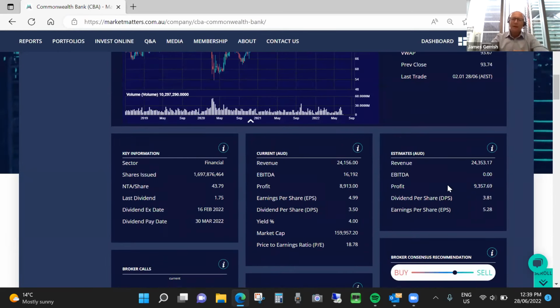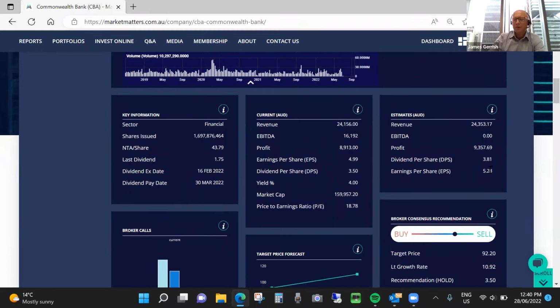The estimates take it a bit further. So this is consensus estimates. In this instance, there's no number there for EBITDA. Banks don't release EBITDA numbers. EBIT would be the preferred measure there for banks. But you can see what we're looking for, or what the market's looking for, in terms of the dividend per share and the earnings per share over the next 12 months.